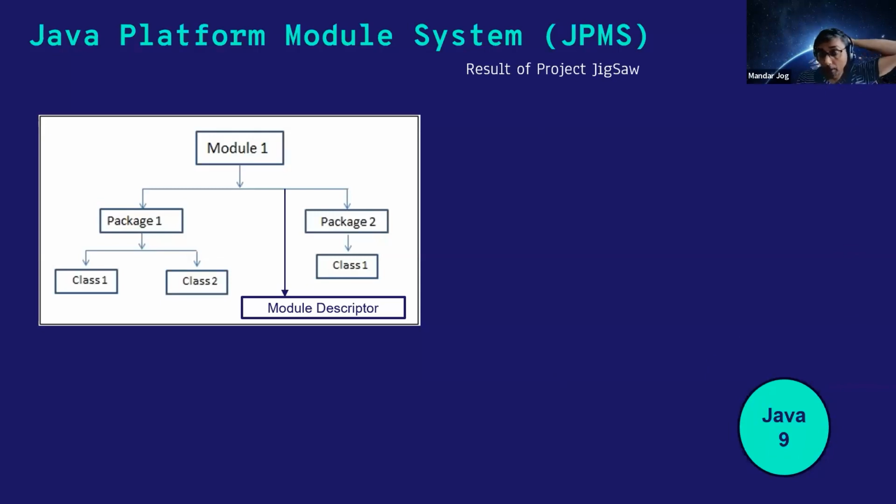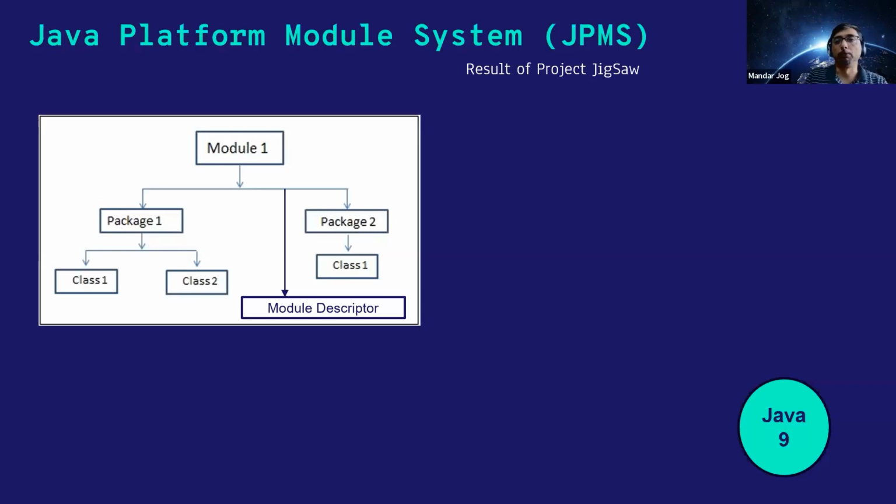Okay, so the first major thing presented in Java 9 is JPMS, the Java Platform Module System, which changes the entire structure of your Java programming: the way you structure your Java program and the way you create your project has been changed from Java 9 onwards.